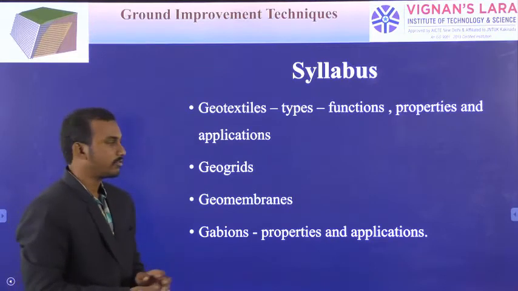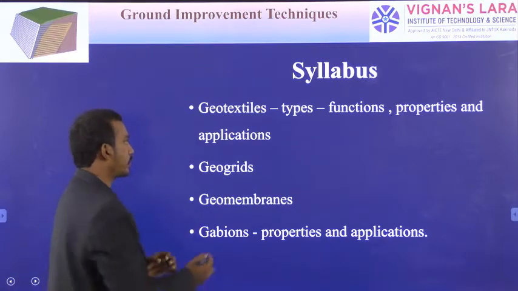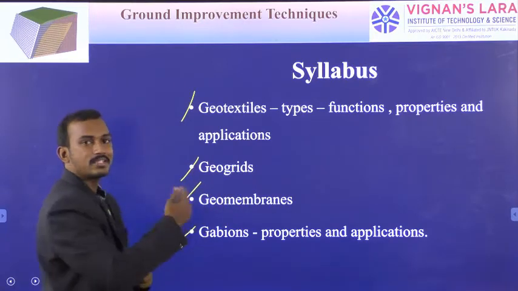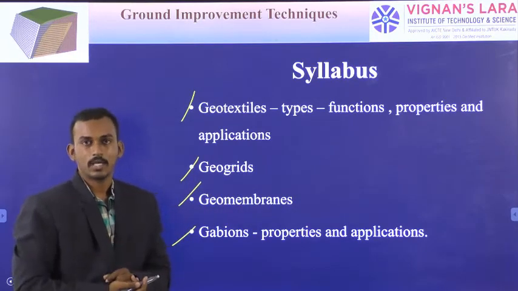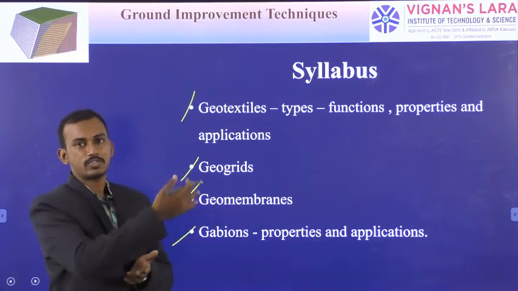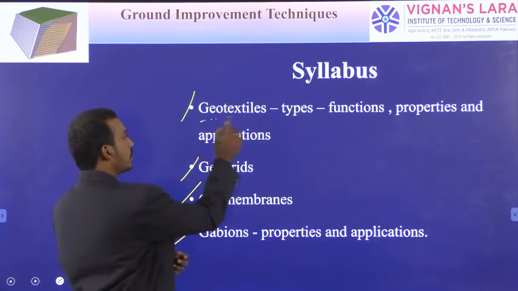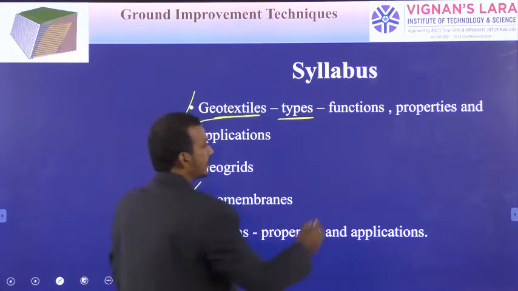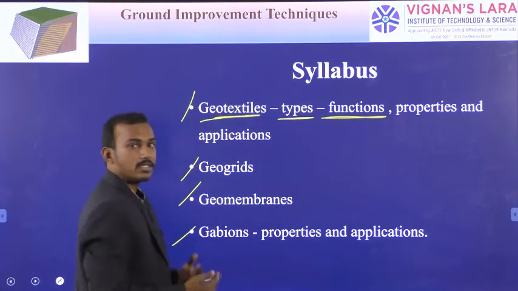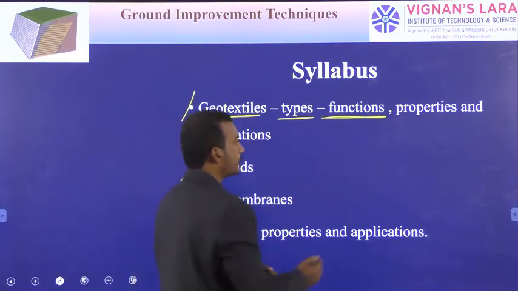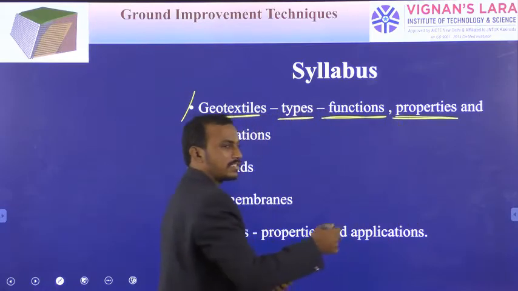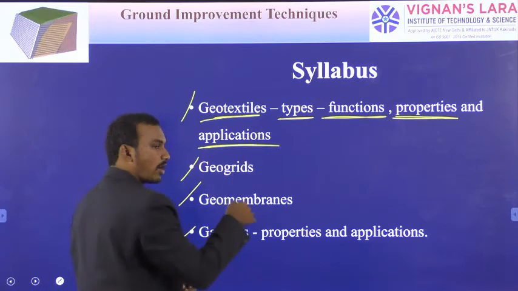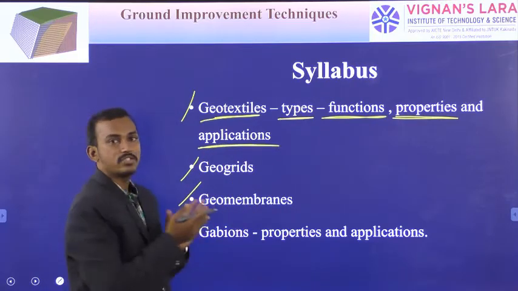Coming to the syllabus, here also we have a somewhat small syllabus. The first one is geotextile. Geotextiles, geogrids, geomembranes, gabions, these are all types of geosynthetics. The first topic is types of geosynthetics, and the first one is geotextile. What are the various types of geotextiles available, what are the various functions of using this geotextile material, and what are the properties? Properties means specific gravity, density and all. And applications.